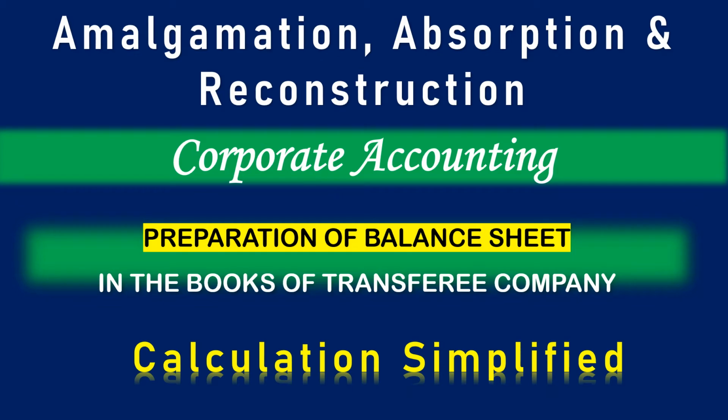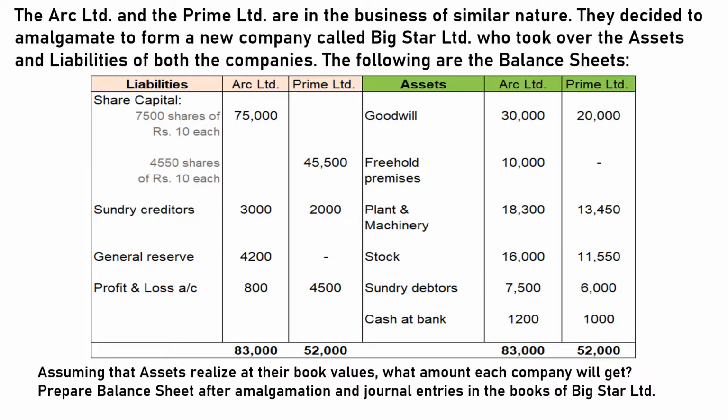In this session, we shall discuss accounting done during an amalgamation. The example we would be discussing shall help you understand preparation of balance sheet in the books of the transferee company. ARC Limited and Prime Limited are in the business of similar nature. They decided to amalgamate to form a new company called Big Star Limited, who took over the assets and liabilities of both the companies. The following are the balance sheets.